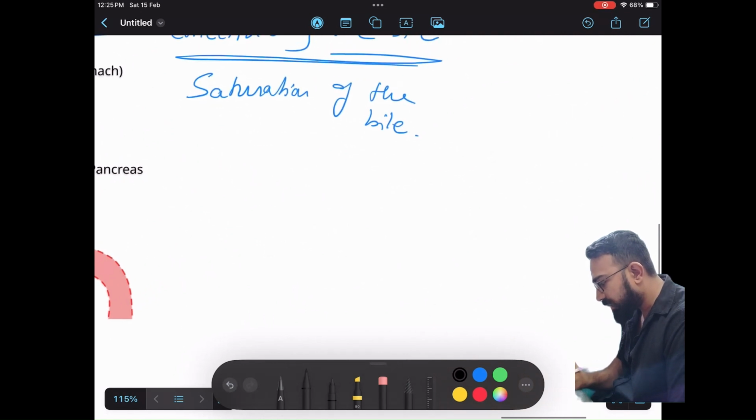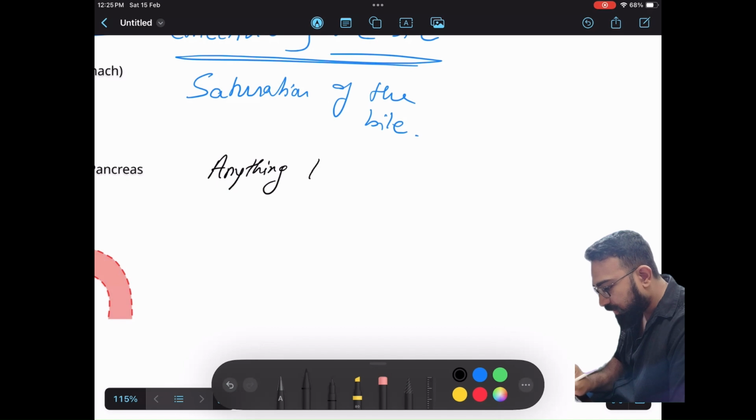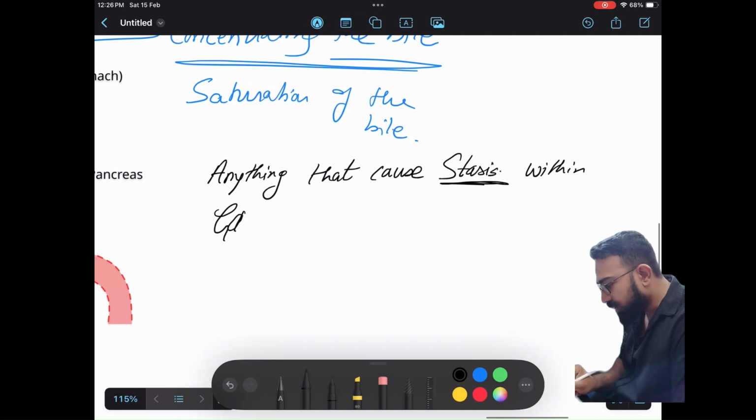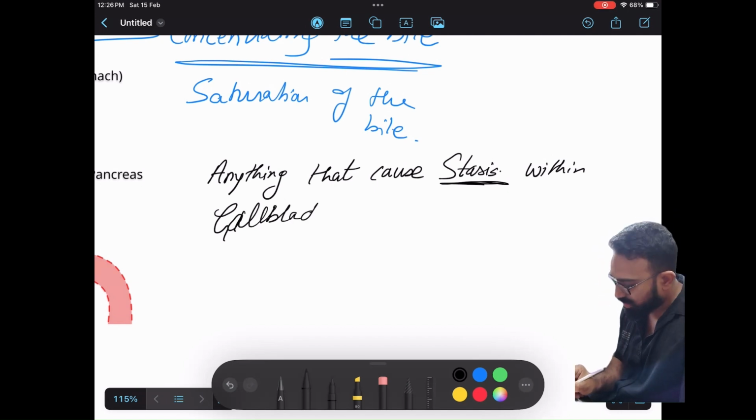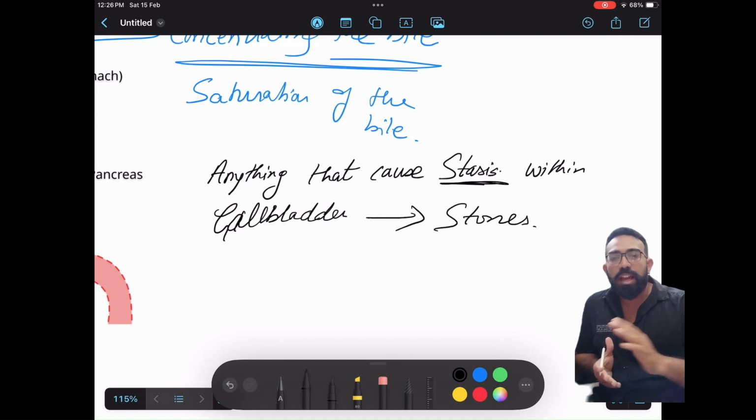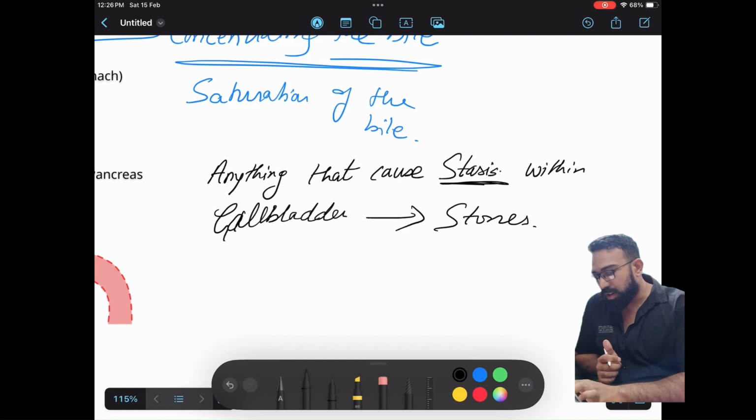So now come back to this part: anything that causes stasis within the gallbladder will provoke the formation of stones. Now let's discuss what are the few things which can cause stasis within the gallbladder.